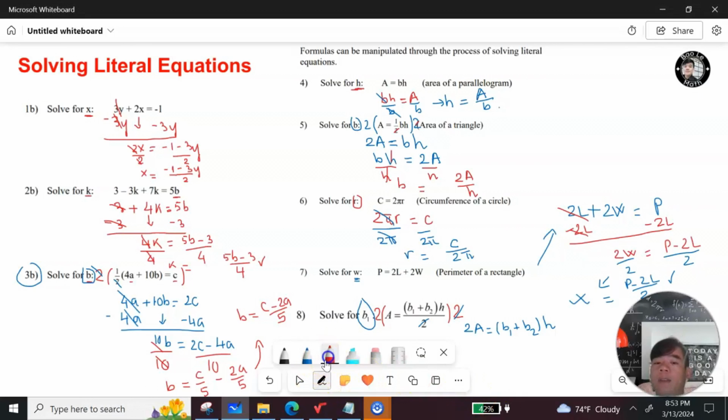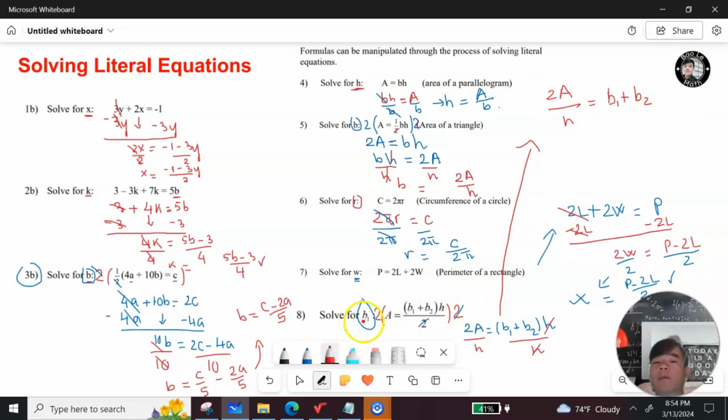Alright, so next one, because you need to solve for b1, right? So you need to isolate B1 by eliminating H first. Okay. So I divide both sides by H. Divide both sides by H. So H and H right here cancel out. Right. I don't have enough space. I print it up over here. So I'm going to end up with 2A over H equal B1 plus B2.